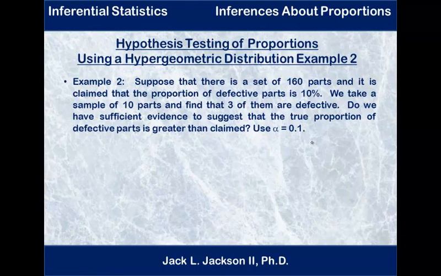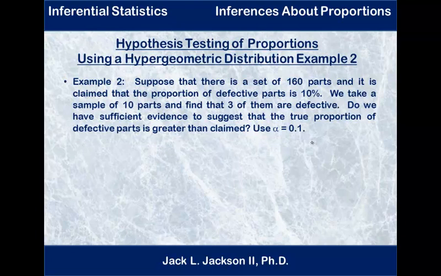Suppose there's a set of 160 parts and it's claimed the proportion of defective parts is 10%. We take a sample of 10 parts and find 3 of them are defective. So first of all, what is the percentage in our sample? 3/10. Remember, success is a defective part. So 3/10 is 30%. That's greater than 10%. So maybe the true proportion is actually greater.